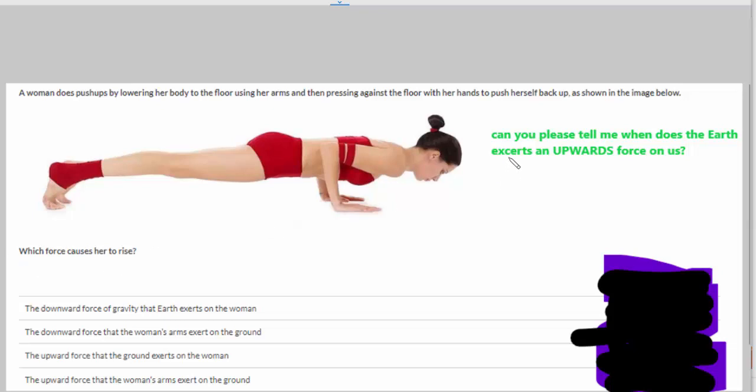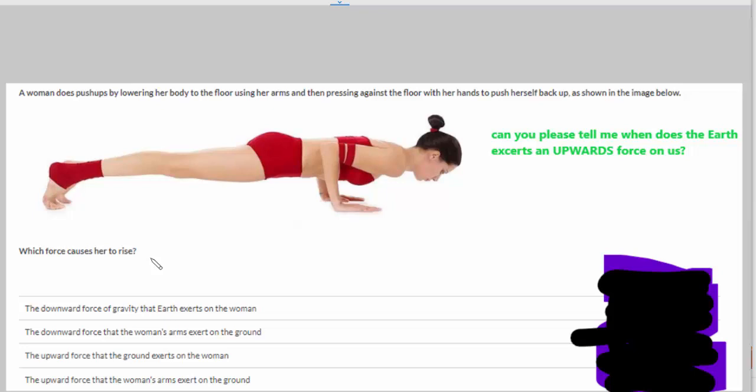Okay, here's the question. Can you please tell me, when does the Earth exert an upward force on us? So let me try to explain the full question. We have a woman who does push-ups by lowering her body to the floor using her arms and then pressing against the floor with her hands to push herself back up, as shown in the image below. Which force causes her to rise?